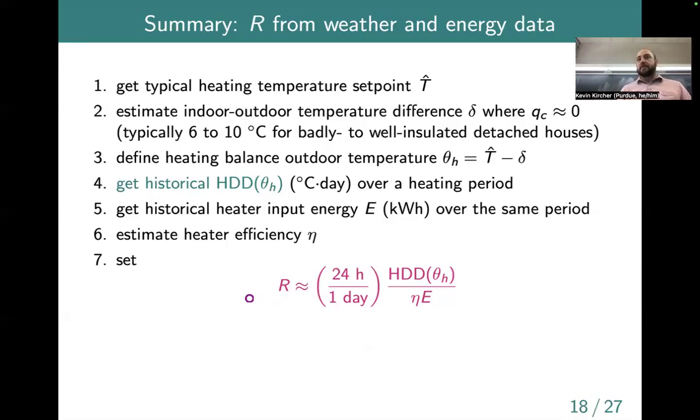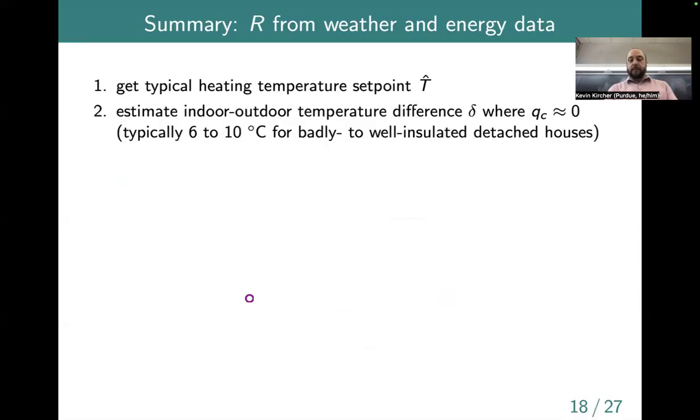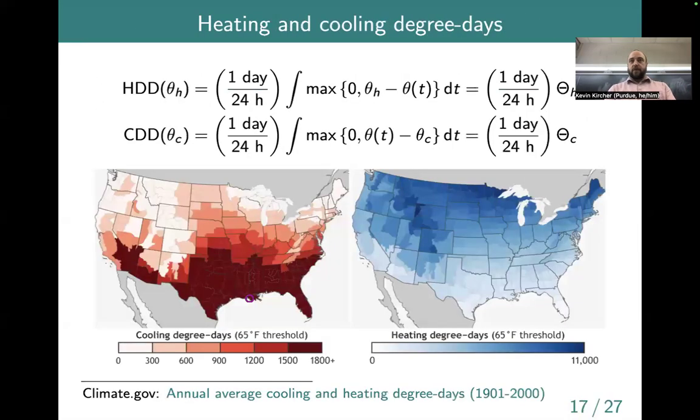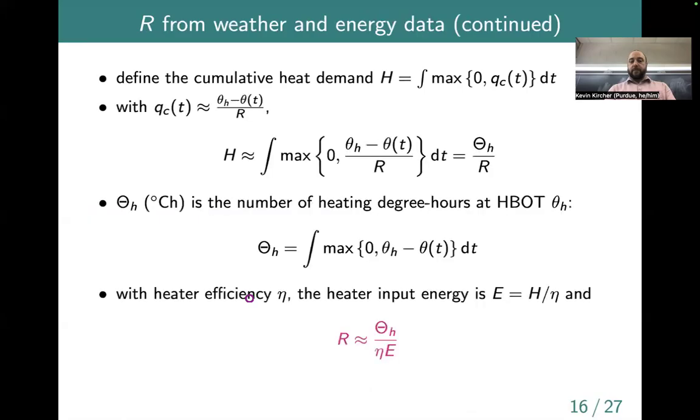So any questions? If you go back like 2 slides, to right there, I think. So at some point you define E as H over eta, and then in the equation for R, you used eta E in the denominator. Is that the reason you didn't use H instead?